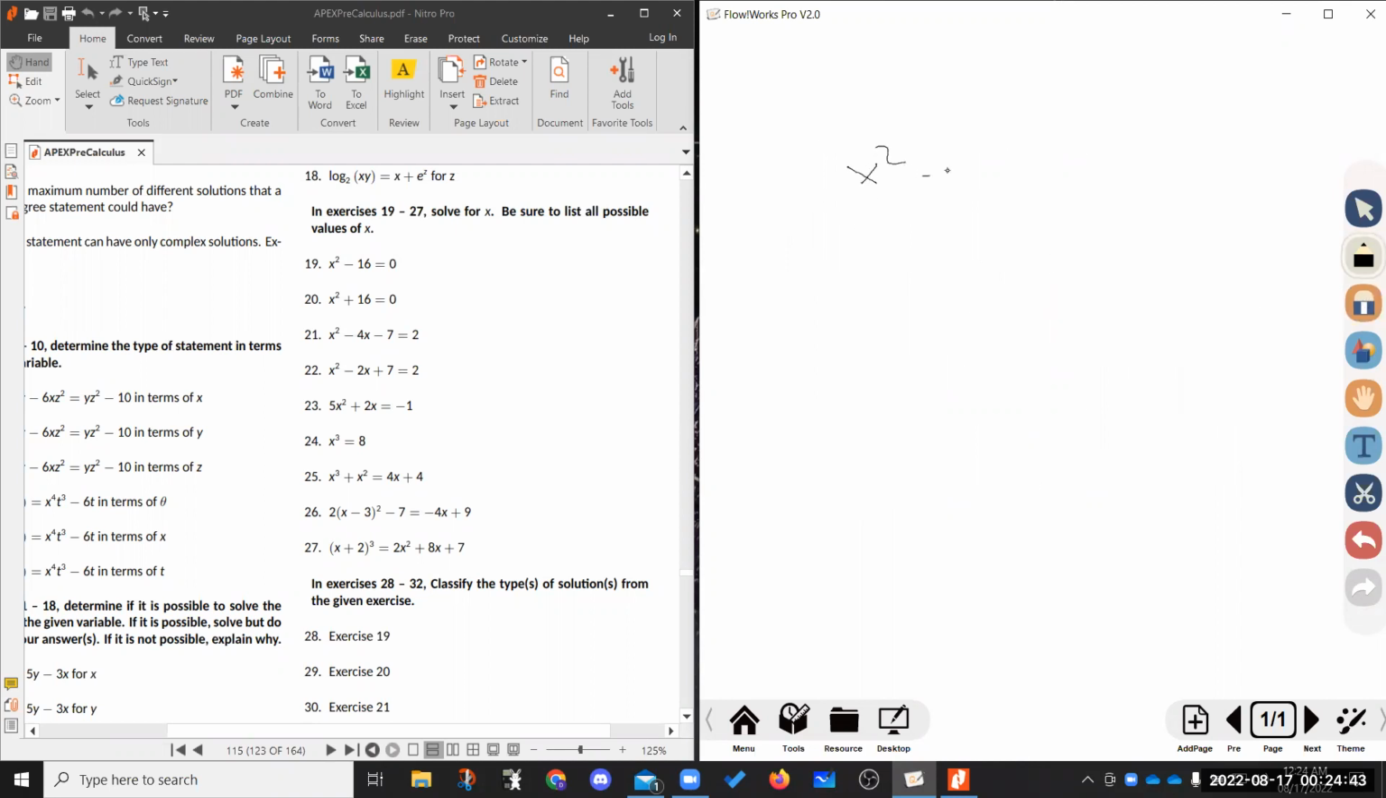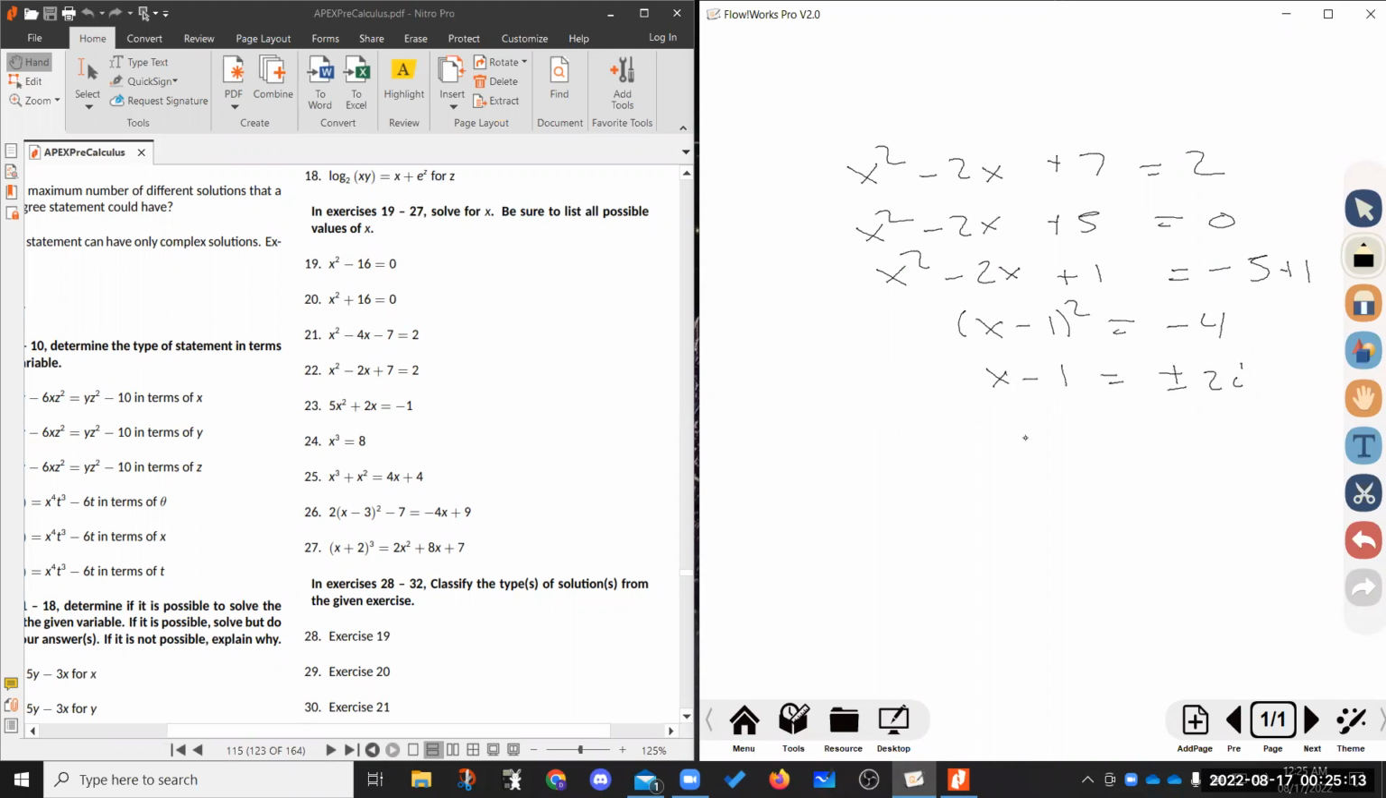Now we're going to have x squared minus 2x plus 7 is equal to 2. We have x squared minus 2x plus 5 is equal to 0. Any factors of 5 that add to give me negative 2? No. So I'm going to separate these. Take half of the middle number and square it. X minus 1 squared is equal to negative 4. X minus 1 is equal to plus or minus 2i. X is equal to 1 plus or minus 2i. So my solutions are 1 minus 2i, 1 plus 2i.